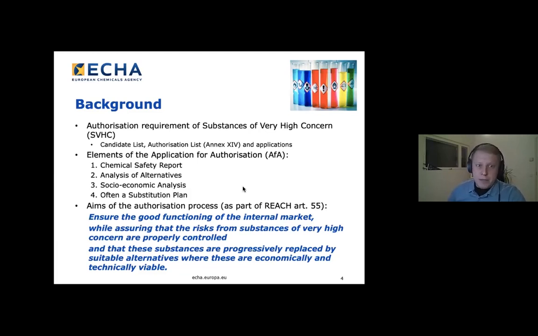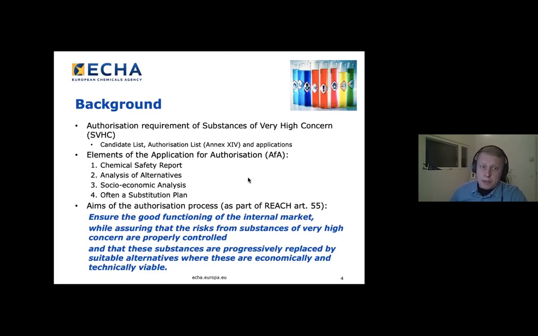The third element then is the socioeconomic analysis, which is the key element here, because these are, again, substances of very high concern. So the only way that the companies can get authorization to use these substances is to show to the Committee for Socioeconomic Analysis here in ECHA that the benefit of continued use outweighs the harmful impact on human health and the environment.